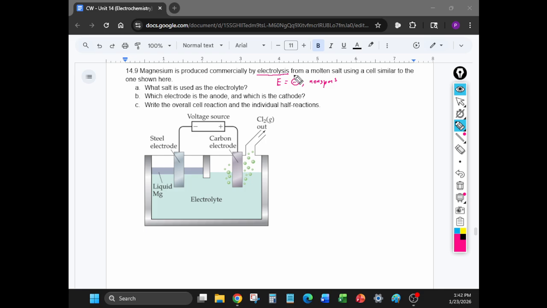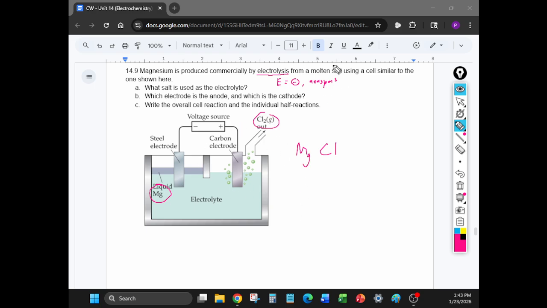And it's commercially produced by electrolysis from a molten salt using a cell similar to the one shown below. So we got this right here. Now, a couple things that we should notice right away is that there are two electrodes. So we got a steel electrode and carbon electrode. And if you remember, these metal bars in electrolysis are not part of the reaction. So it's not like you're going to add steel or carbon to your chemical reactions. You should also notice that we have magnesium and we have chlorine gas. Okay, that means that there's magnesium and chlorine involved in this reaction.